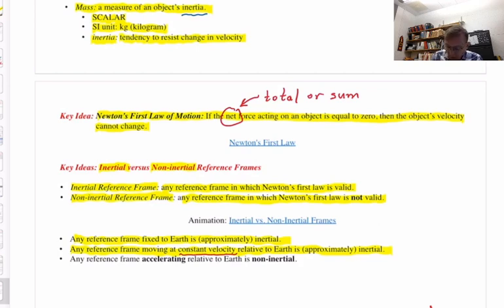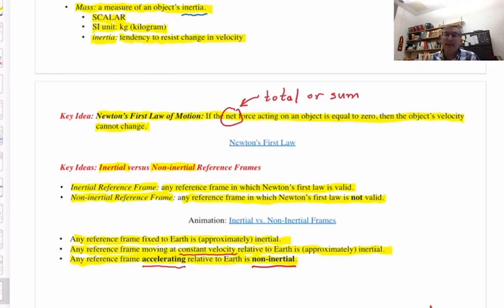However, any reference frame that is accelerating relative to Earth, keyword, accelerating relative to Earth, is non-inertial. Newton's first and second laws aren't valid the way we've written them, and we won't use them. So we will never do a homework problem or any kind of dynamics analysis from one of these non-inertial reference frames. We will avoid them judiciously.